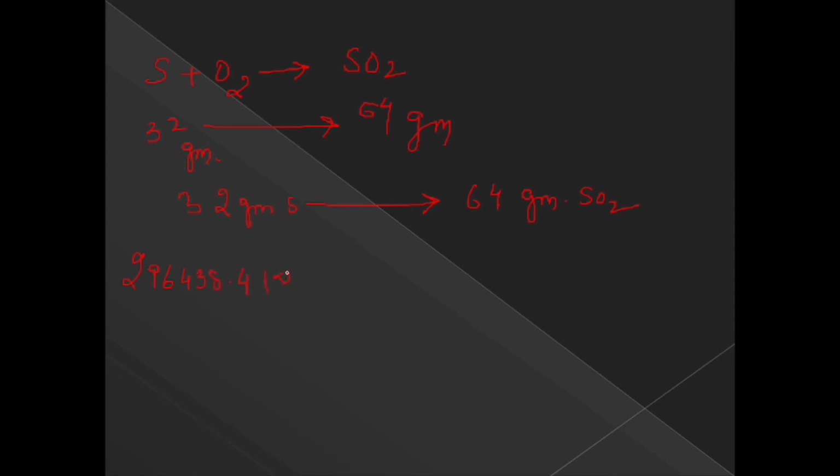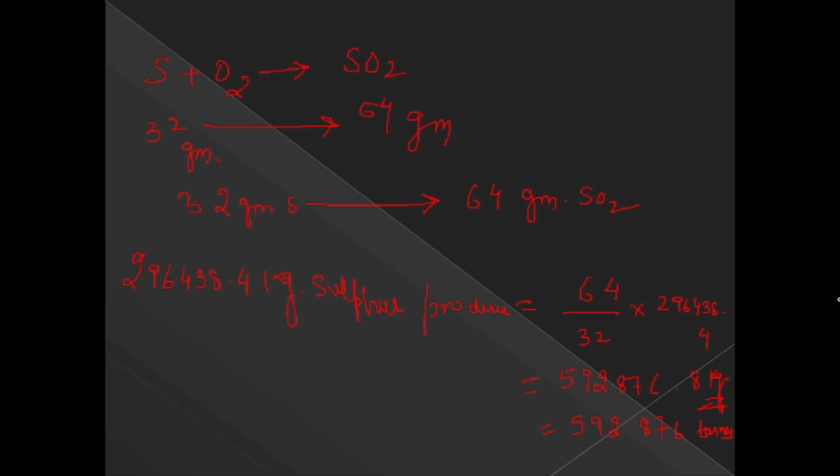296,438.40 kilogram sulfur produces 64 divided by 32 into 296,438.4, and after calculation I found the value as 592,876.8 kilogram, or you can say 592.876 tons. That is our answer.